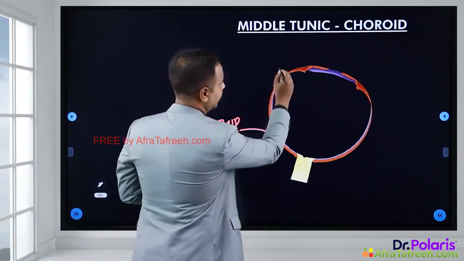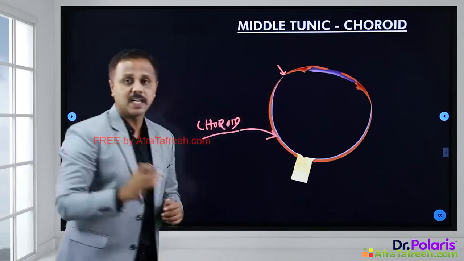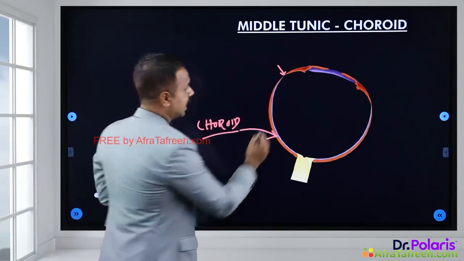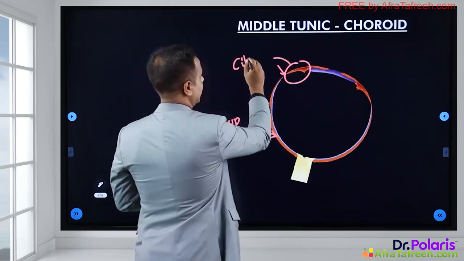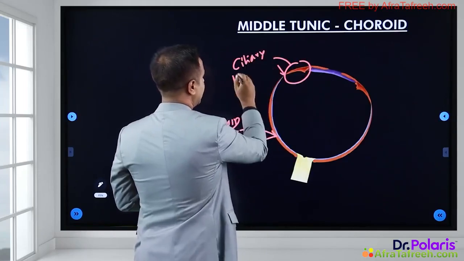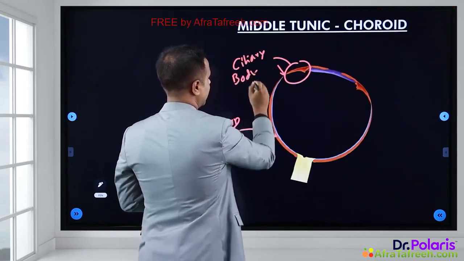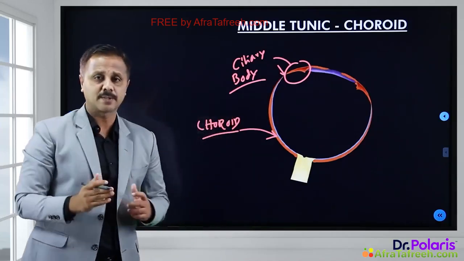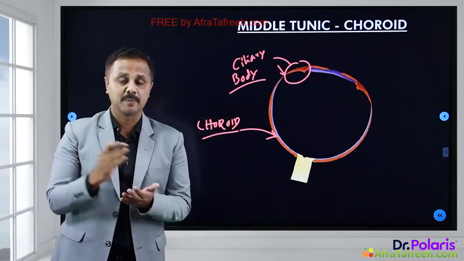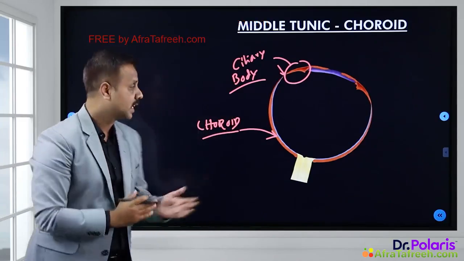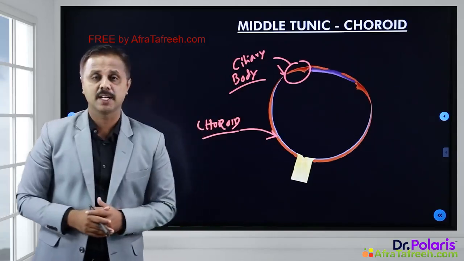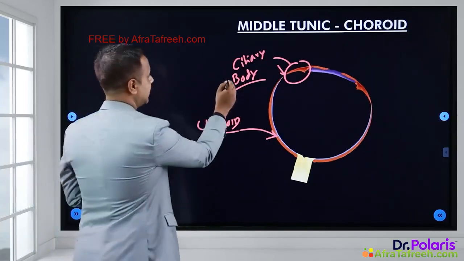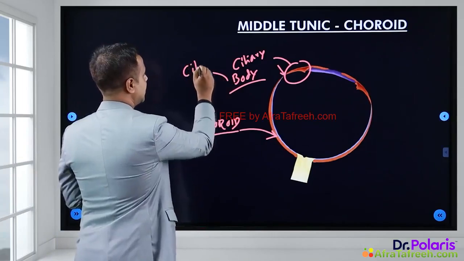The anterior end of the choroid ends in a thickening and this thickening is referred to as the ciliary body. So this is ciliary body. If choroid is a vascular membrane responsible for absorption of the light and also providing nutrition to the retina, the function of ciliary body is inside the ciliary body there is a muscle called as ciliarus.